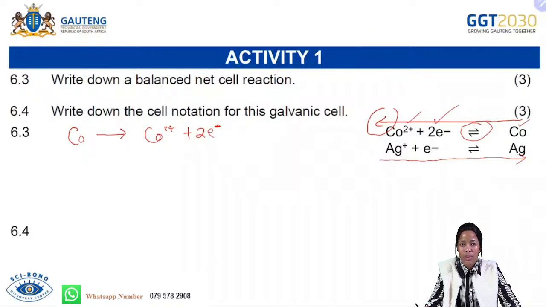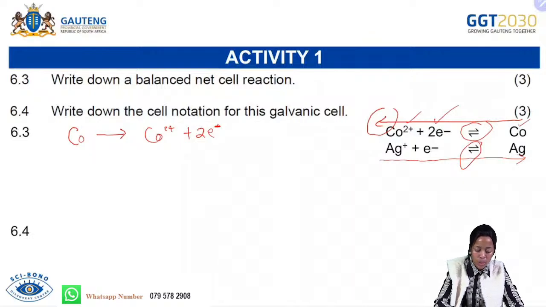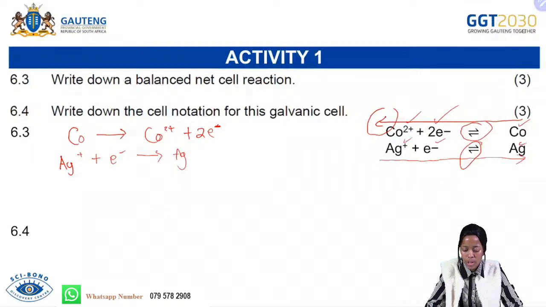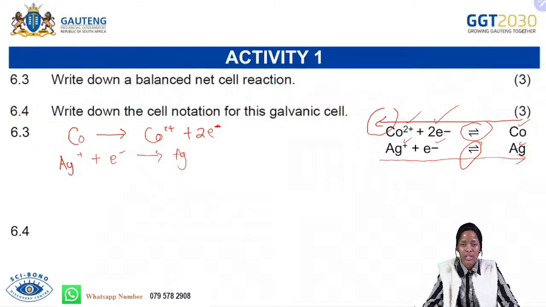Next, we need to write down the reduction half reaction. With the reduction half reaction, what are we saying? We copy and paste. So when we copy and paste, it means that we write it from the left to the right, but then instead of a double arrow, we use what? A single arrow. So when we copy and paste, we are going to have what? We are going to have Ag plus by what? Plus by 1 electron, and to give us what? To give us Ag. So it means that we are rewriting this. It's Ag plus by 1 electron to give us Ag there.